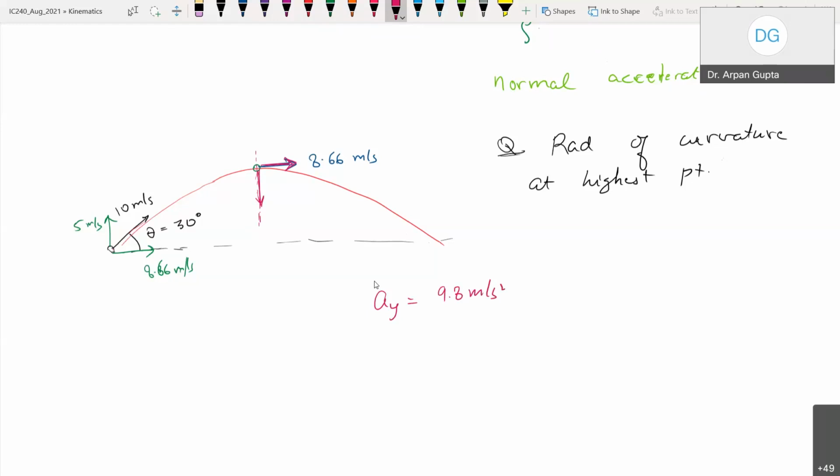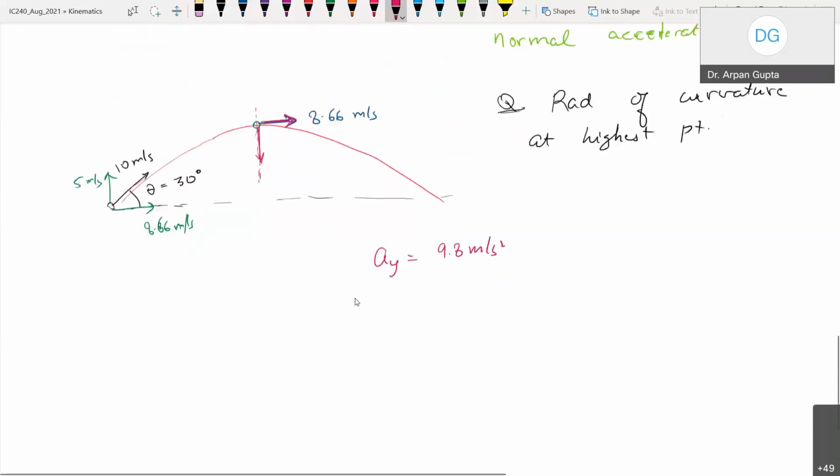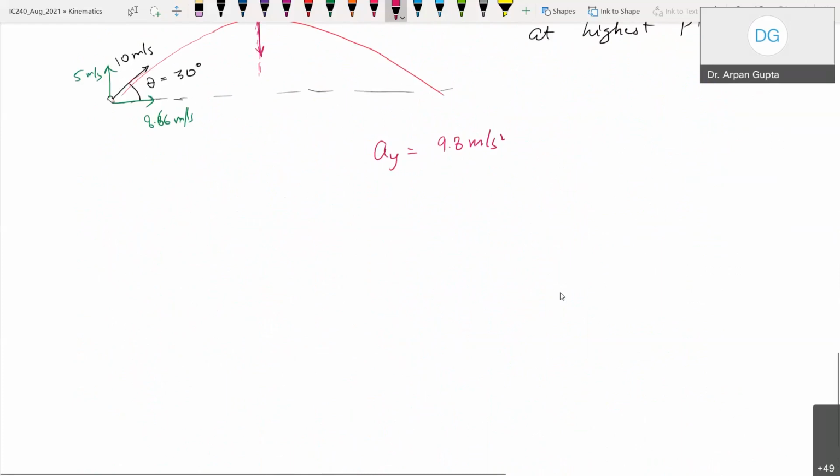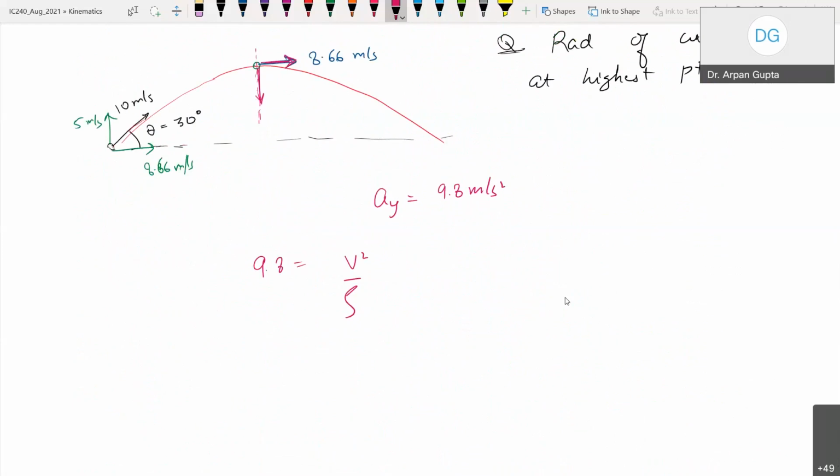Now if I use the above equation, v squared by rho, this acceleration 9.8 is equal to v squared by rho. v is 8.66 meters per second, so it is 8.66 squared by rho. From here you can calculate rho, which will be your minimum rho, and this turns out to be around 7.65 meters.